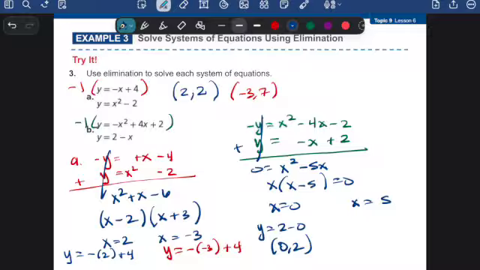Now I'm going to plug in 5. So y equals 2 minus 5. y is going to equal -3. So my second coordinate for the point of intersection is 5, -3. Those are my 2 points of intersection, my 2 solutions.